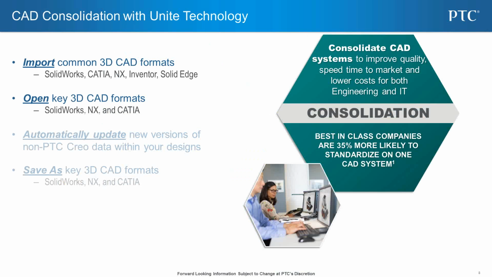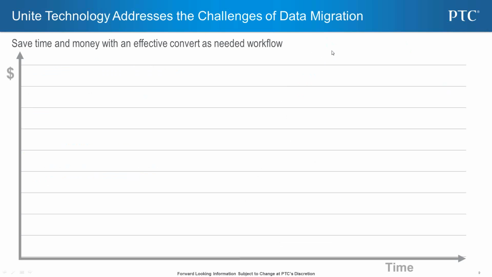So as I mentioned, out of the box, with Unite technology, you're going to be able to import as well as open certain data. So let's take a look at what the difference is between the two. Well, sorry, before I get there, let's take a look at the consolidation challenges that you have. Now, if you make the decision that you want to consolidate down to a single CAD platform, how are you going to do that? You've got to go through a process of converting your legacy data to a format that can be used and leveraged in your new CAD system.